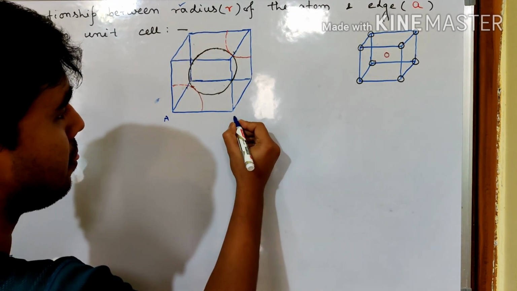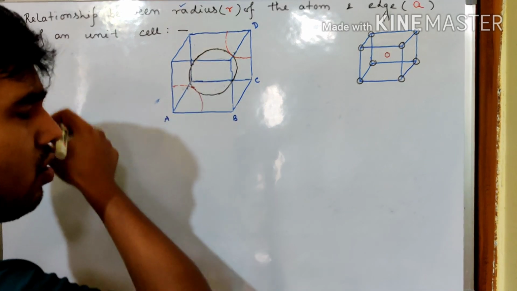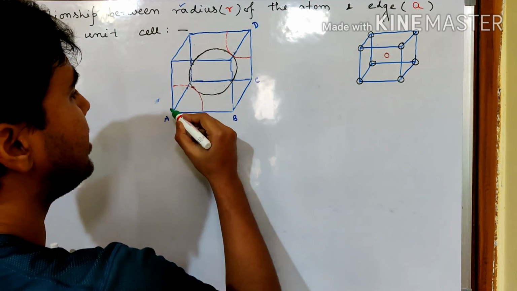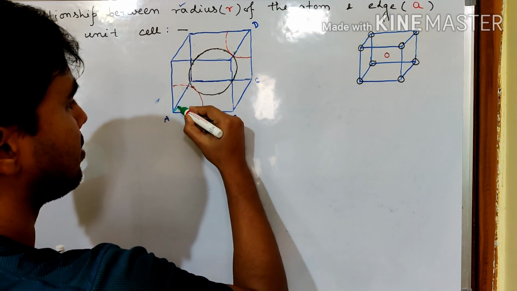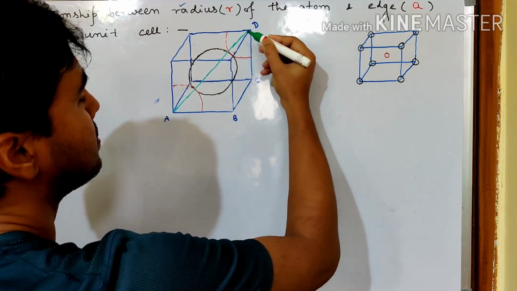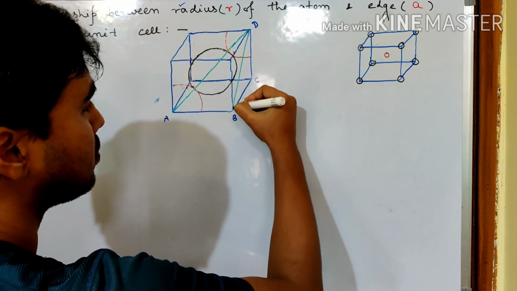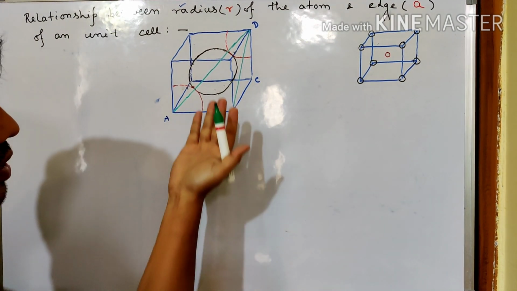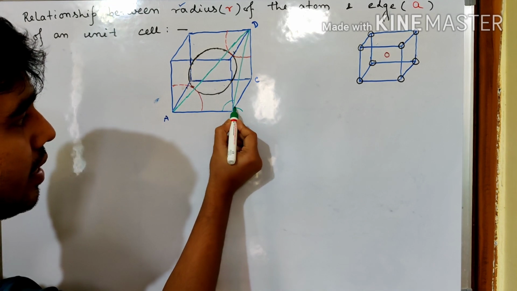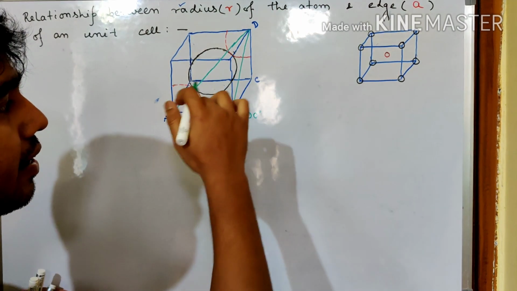So this is A, this is B, this is C, and this is D. Suppose these are the four corners. Now let us join this line between D and A. This line I am talking about, the green one. And let us join B and D also. Carefully see this triangle. This angle is actually a 90-degree one. So this is a right angle triangle.